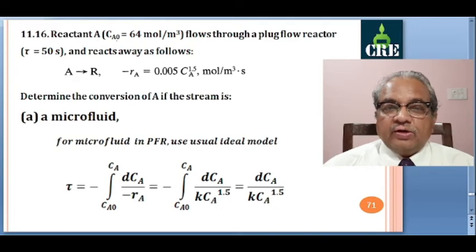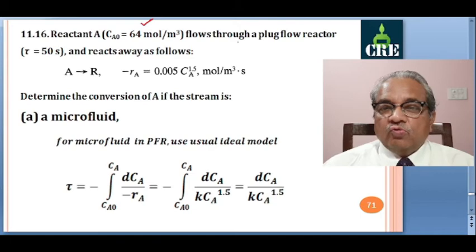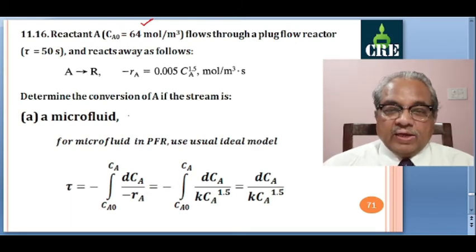Problem 11.60. Reactant A with Ca0 equal to 64 moles per meter cube flows through a plug flow reactor, tau is 50 seconds. It reacts as follows: A gives R, minus Ra equals 0.005 Ca raised to 1.5, and the rate is in moles per meter cube per second. So time is in seconds and concentration in moles per meter cube, so everything is in consistent units. Determine the conversion of A if the stream is a microfluid.